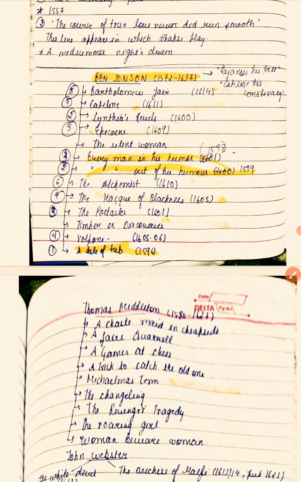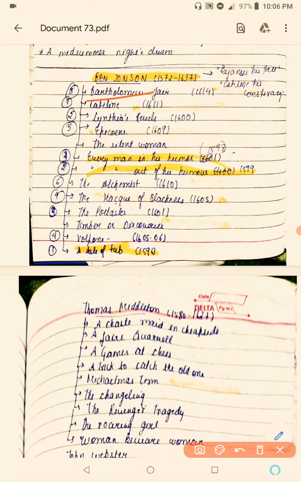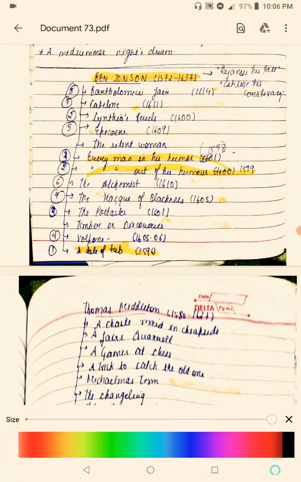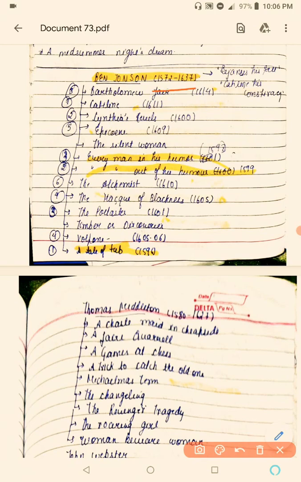The time period of Ben Jonson was 1572 to 1637, and he wrote Bartholomew Fair 1614, Catiline 1611, Cynthia's Revels 1600, Epicoene 1609, The Silent Woman, Every Man in His Humour, Every Man Out of His Humour, The Alchemist, The Masque of Blackness, The Poetaster, Timber or Discoveries, Volpone, A Tale of a Tub.